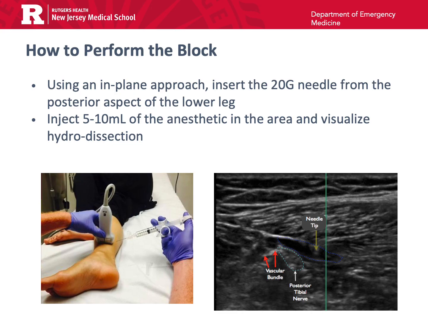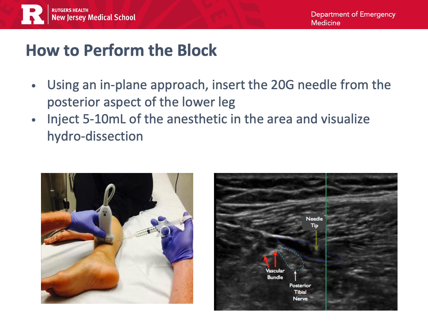How to perform the block. First, position the patient supine with the lower extremity externally rotated at the hip and flexed at the knee in order to best visualize the medial aspect of the lower leg. Scan with your linear probe in the transverse plane about 3 centimeters proximal to the medial malleolus and visualize the medial malleolus, posterior tibial artery, and posterior tibial nerve.